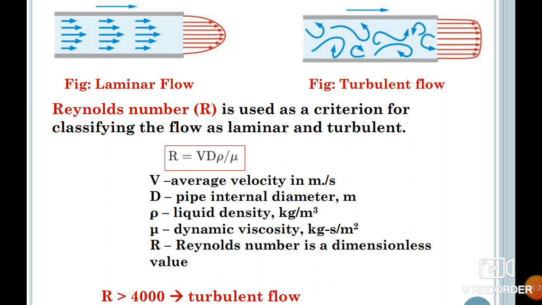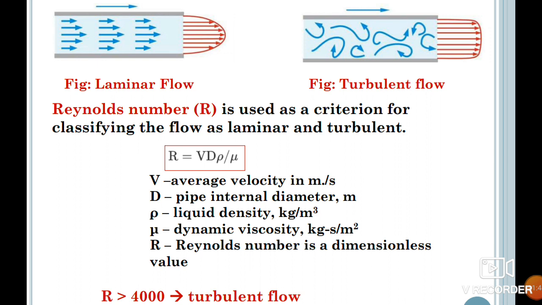V is the average velocity, which is expressed in meter per second. D is the pipe internal diameter, which is expressed in meter, and rho is the liquid density, which is expressed in kilogram per meter cube, and mu is the dynamic viscosity, which is expressed in kilogram second per meter square.